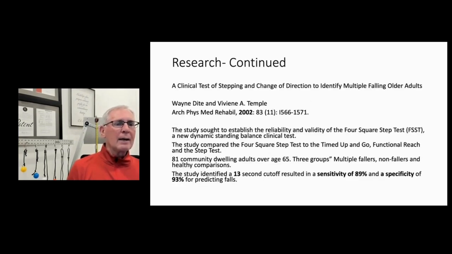Another study by Dite and Temple in 2002 looked at changing directions and stepping, and this resulted in the four-square step test. What this did is compare 3 groups, multi-fallers, non-fallers, and a healthy group, and they did a pattern where you stepped forward, to the side, back, to the side again, and then repeated that. The study found 13 seconds as the cutoff resulted in a sensitivity of 89% and a specificity of 93% for predicting falls.